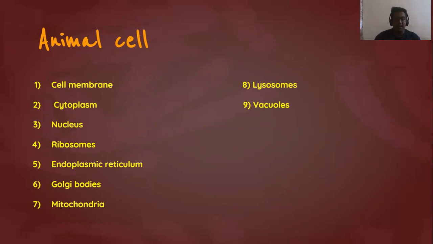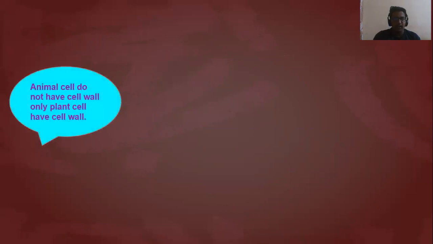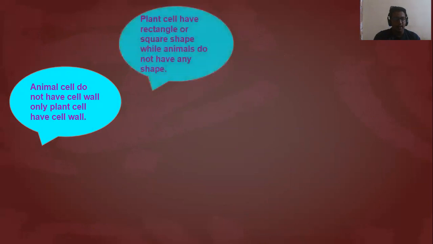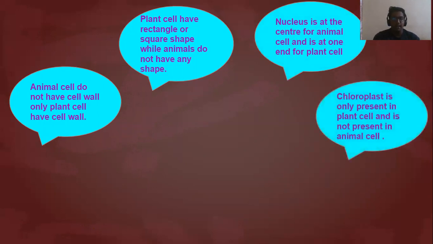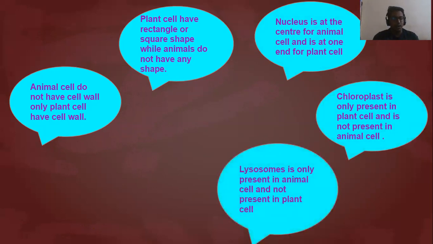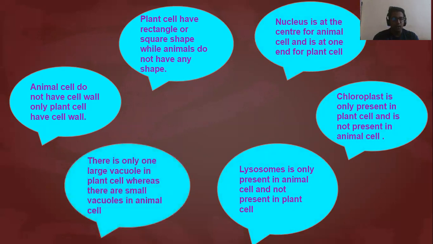Write this down, remember this, and you will need it in the Zoom class, which we are going to have next. Now, just to again get the differences: the first difference was that animal cell does not have cell wall and plant cell has cell wall. Plant cells are rectangular or square in shape, while animal cells do not have any fixed shape. Nucleus for plant cell was at the center, and for animal cell it was at one end. Chloroplast is only present in plant cell as it is required for photosynthesis. Lysosome is only present in animal cell, not in plant cell. There is only one large vacuole in plant cell, whereas there are small vacuoles in animal cell. So these were the 6 differences between plant cell and animal cell.